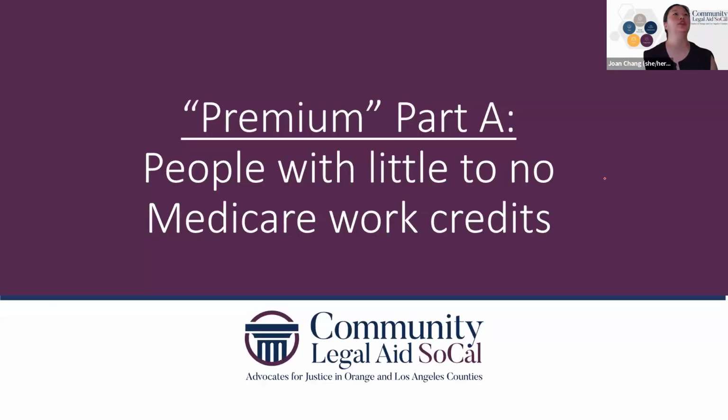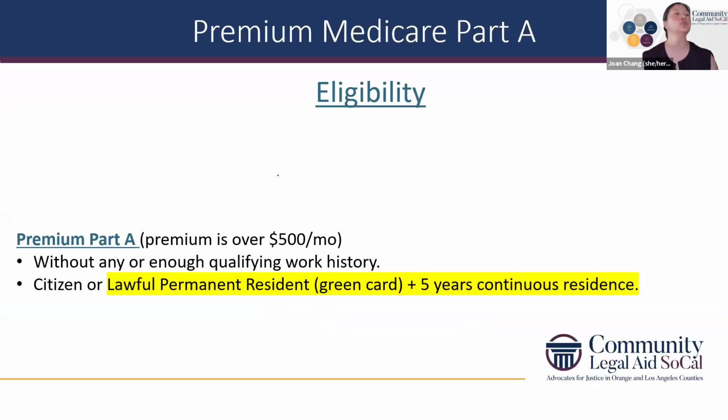Okay, moving on. Let's talk about premium Part A. So this is premium Part A, so not free. This is the type of Medicare Part A that you have to pay for. This applies for folks who have little to no work credits for Medicare. Again, this is the same slide as before. The Medicare premium can be up to or over $500 per month, and again, it's for folks who don't have any or not enough work credits, so that's less than the 10 years.